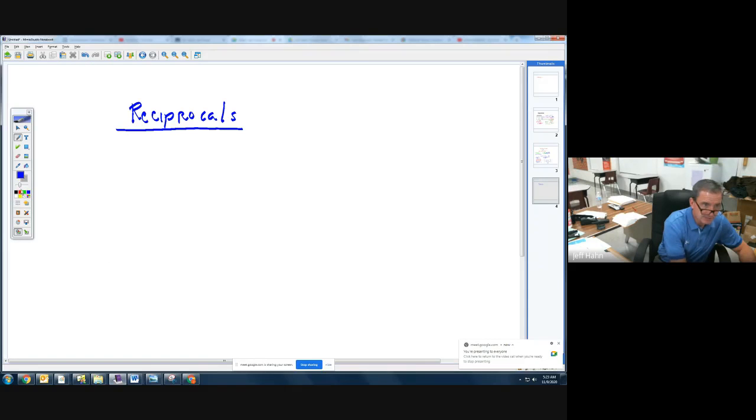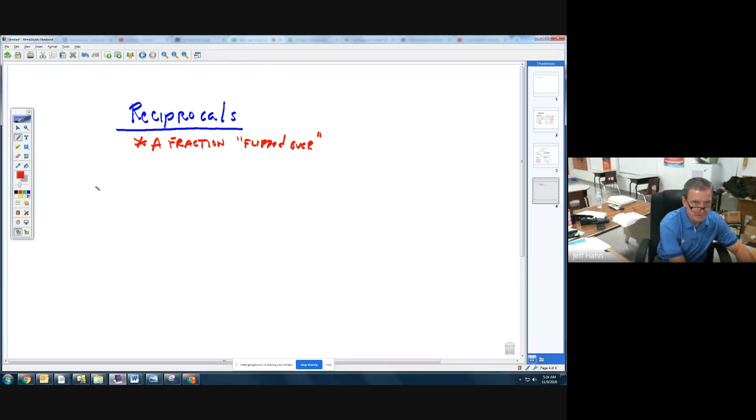The book gives a highfalutin definition of this. I'm going to start off with something very simple. Simply, a reciprocal is a fraction flipped over. A fraction flipped over. And it's incredibly easy. It just means this.